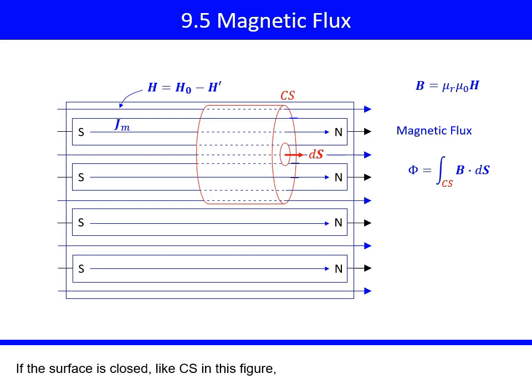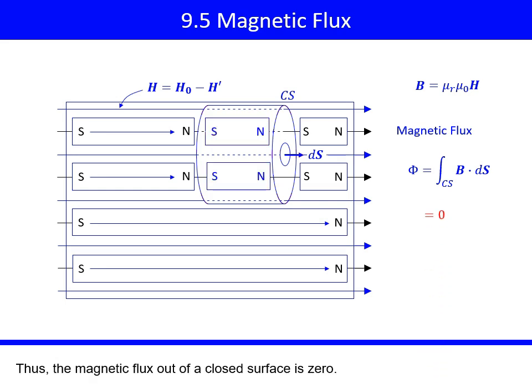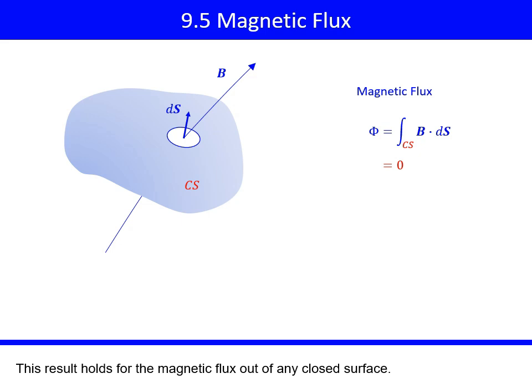If the surface is closed, like CS in this figure, then the N and S poles are always enclosed in pairs. Thus, the magnetic flux out of a closed surface is zero. This result holds for the magnetic flux out of any closed surface.